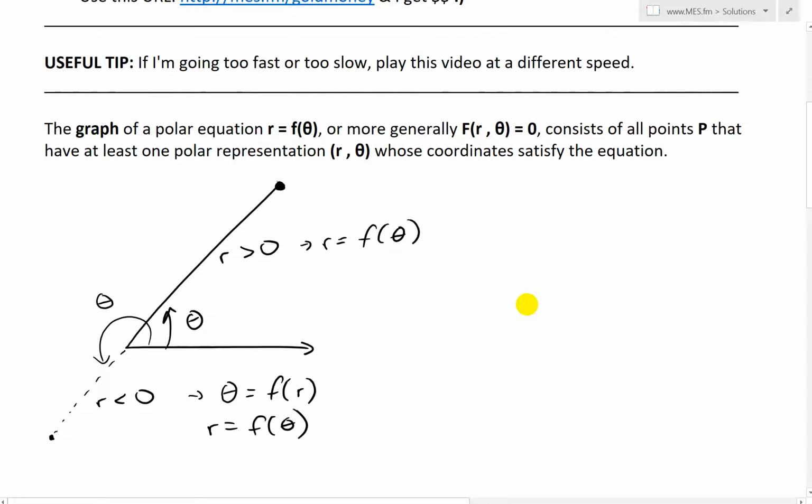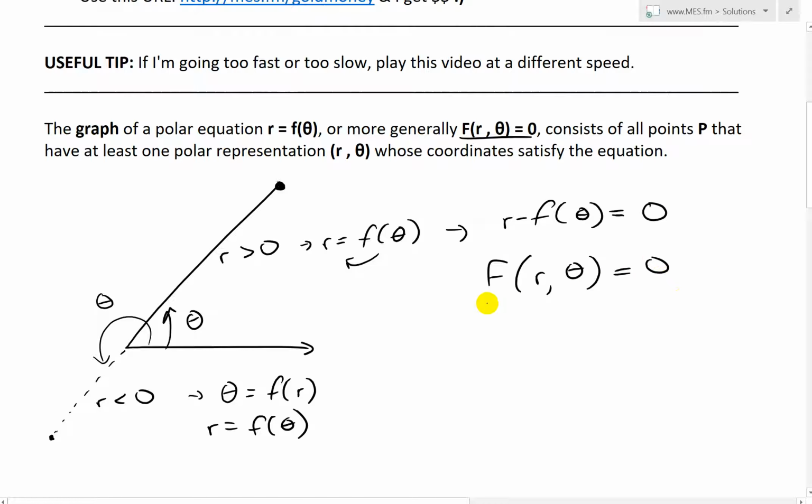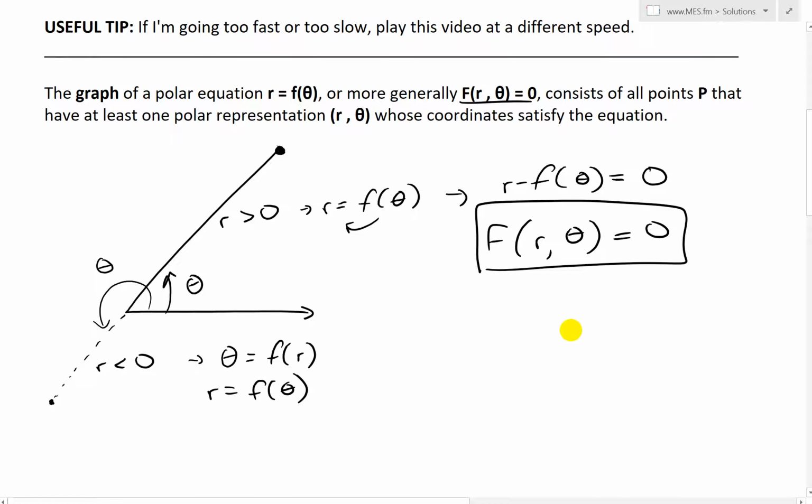So basically what we end up having, in more general, is a function of r and theta that just equals 0. It's for both cases, if it's negative or positive, you have r equals a function of theta. So let's combine this and move this over. You have r minus f of theta equals, well, 0. So now this is just a giant function of r and theta equals 0. So this is more general and accounts for everything, whether r is negative, theta is negative, etc. Just dealing with all that.